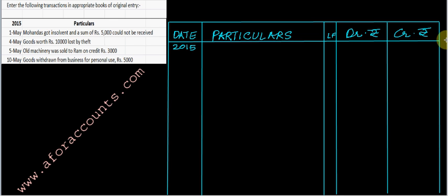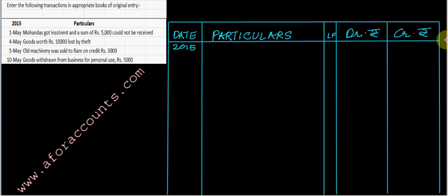Next, 4th May, goods worth rupees 10,000 lost by theft. Again an entry of journal proper, because loss by theft is other than all the remaining accounts. Old machinery was sold to Ram on credit, rupees 3,000. Okay, this is also an entry of journal proper because it cannot fit in any account. Purchase account, sales account, purchase return account, sales return account, cash account. So the account left is journal proper.